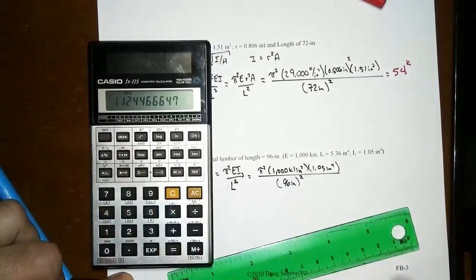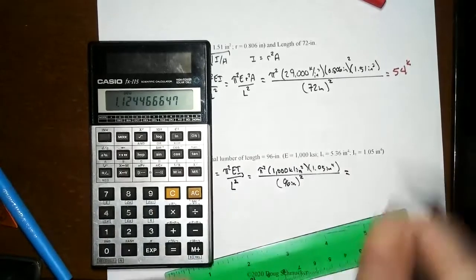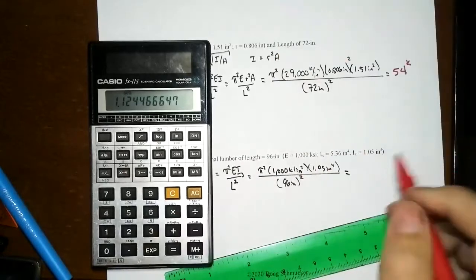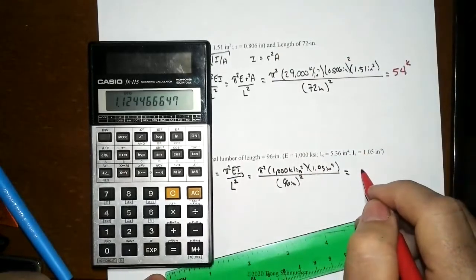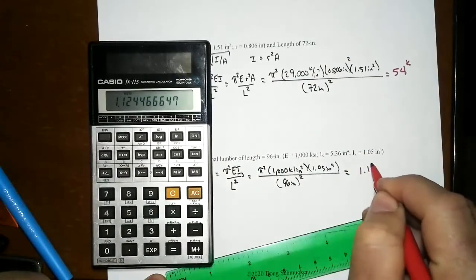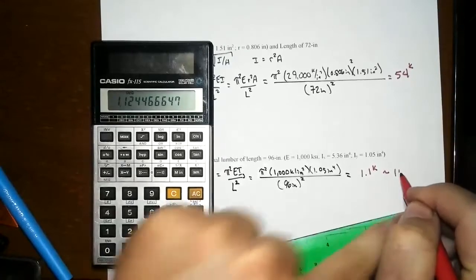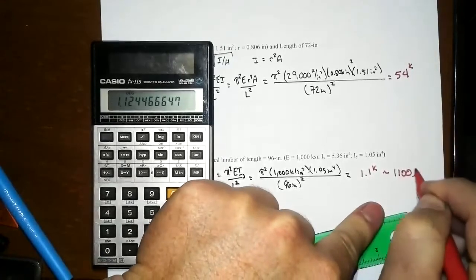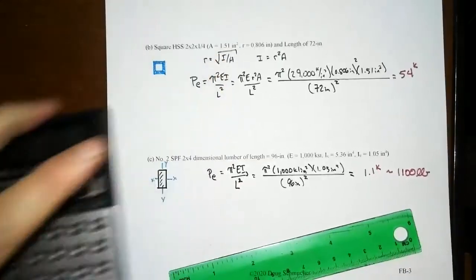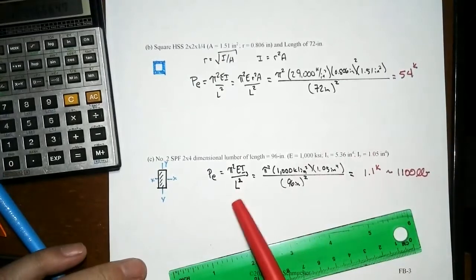So we have a 2x4 that's 8 feet long, and notice its buckling load is much, much lower than what we were seeing before. It's only about 1.1 kips, or about 1,100 pounds. Absolutely, only 96 inches, that's 8 foot long. And that sensitivity to that length is crucial.